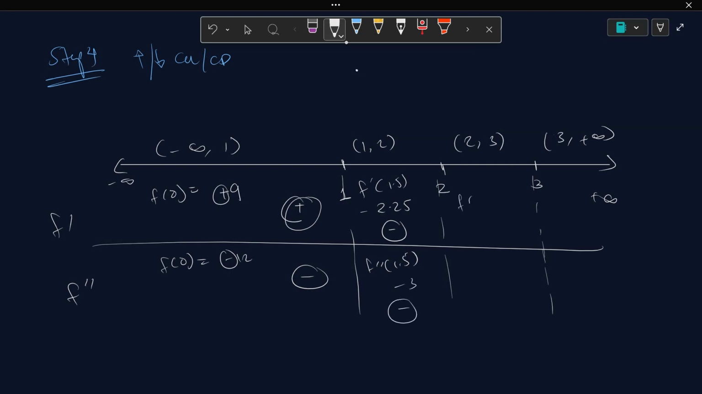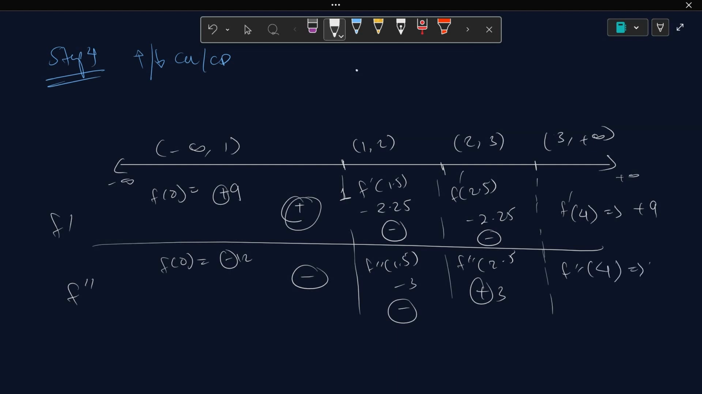Similarly, I do the same for the next interval. For 2.5, f prime gives me negative 2.25, so I get a negative value. For f prime prime of 2.5, I get a positive 3, so a positive value here. For the last interval, I can choose 4. This gives me a positive 9 for f prime, and for f prime prime it gives me 12. Both of them end up giving me positive and positive.